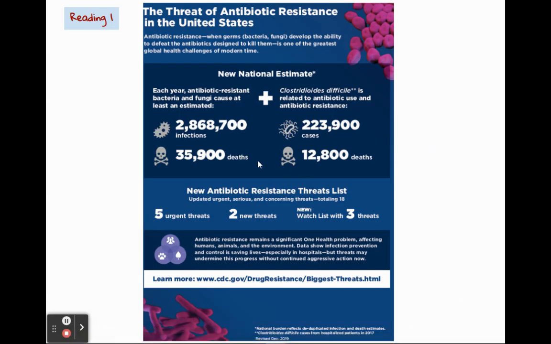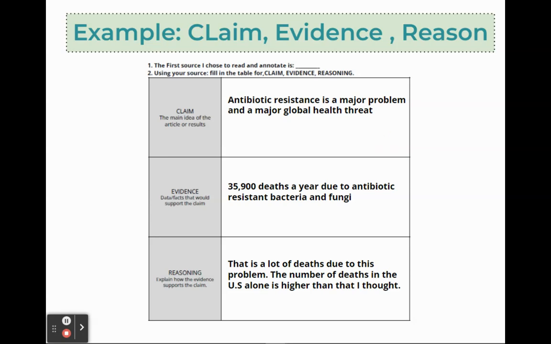So here's the reading that I had for lesson 2, reading number 1. What you guys are going to be doing is claim, evidence, reasoning based on different readings, and I'm going to give you an example of how you're going to do this. Behind reading 1, you have reading 2, reading 3, and reading 4. You're going to be choosing 2 of those sources to annotate and to fill in the table for claim, evidence, reasoning.